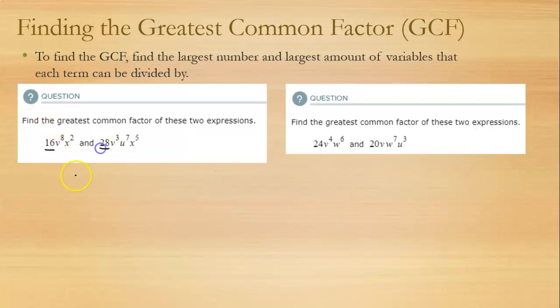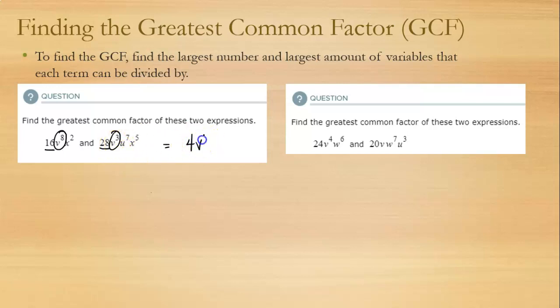All right, how about 16 and 28? Well, 16 and 28 can both be divided by 2, but they can also be divided by 4. So the greatest common factor is 4, but now let's look at our letters. Let's look at our V's. They have to have the same number able to be taken out of both. I can't take 8 out of v to the third.